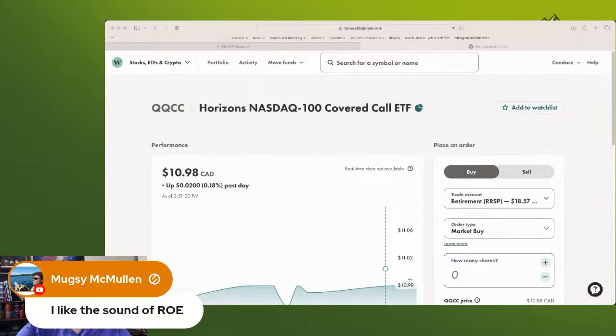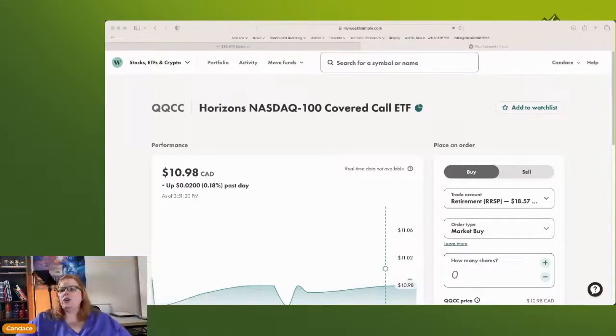Muggsy says, I like the sound of ROE. Yeah, me too. Return on equity is absolutely one of those things that when you look at it, it's nice and high. It's just absolutely great. It shows stability. It shows that the company is actually producing equity back from the money that they have. And if a company isn't producing equity and you get a negative ROE, that's a company I would steer away from. Now let me show you something else here.